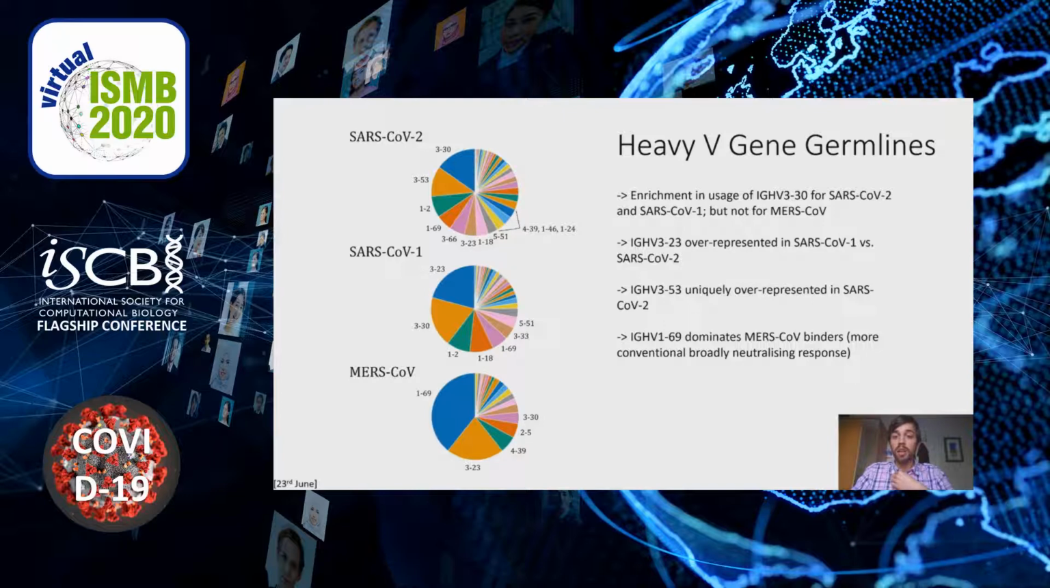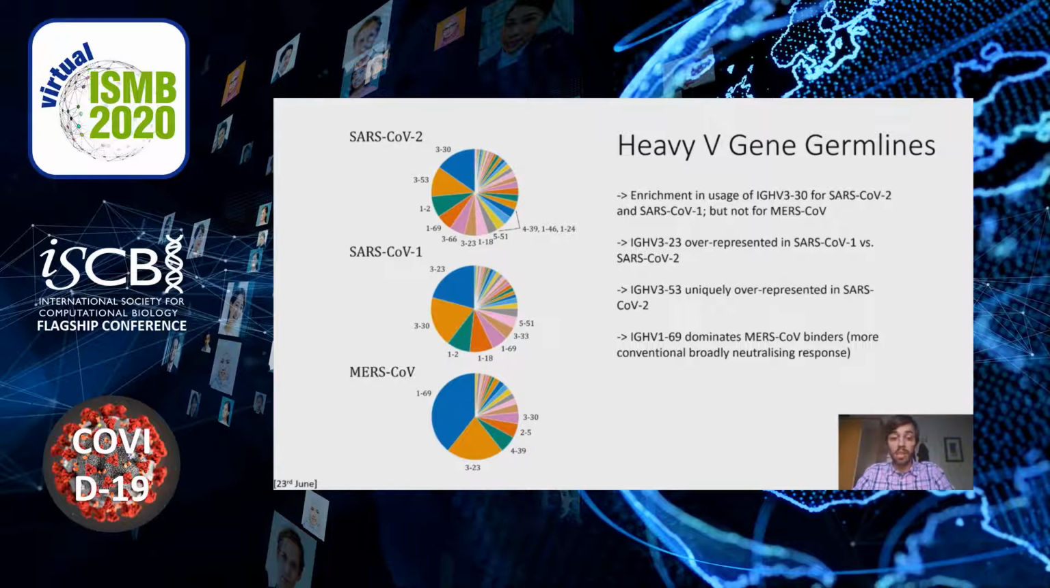So in terms of heavy V gene germlines, these also yielded some interesting insights. So the IGHV3-30 germline is overrepresented in both SARS coronaviruses, but is not represented nearly as much in MERS coronavirus. And this could be a sort of key germline in terms of cross-neutralization between SARS-CoV-1 and CoV-2. IGHV3-23 is overrepresented in SARS-CoV-1, but not SARS-CoV-2, which could be interesting as well.